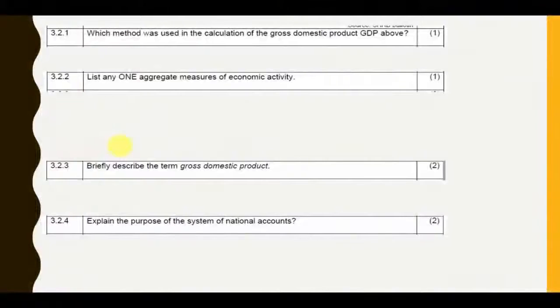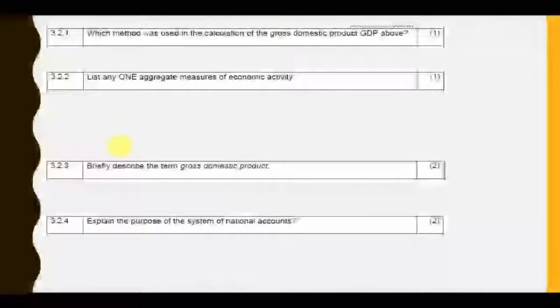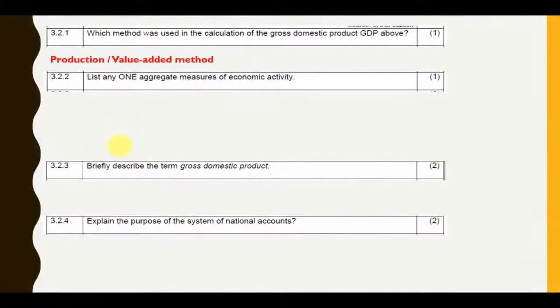Is there anyone that would like to tell me by typing in the chat box or popping on their mic which method was used in the calculation of GDP above? I've already mentioned it, so I hope you got that. Alright, so guys, it's the production method. Okay? If you had written the value added method, that would also be fine. Both would have been correct.